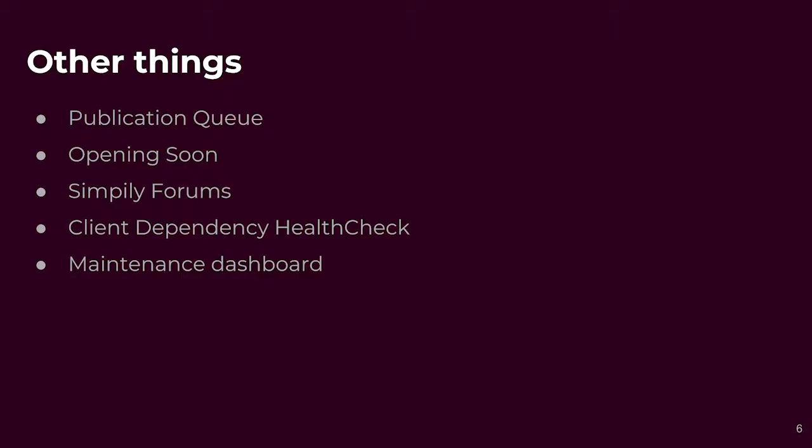So these are the lesser known Kevin Jump packages. Publication queue, where you can queue stuff to be published. Opening Soon is an opening times thing, so you can say if things are open on a Monday. Simply Forums is a great forums package, but don't put it on the internet. It's great for intranets. You put it on the internet, you'll get spammed. Client Dependency Health Check is a little thing that allows you to reset the client dependency. And last week, if you're one of those people with that site where they insist on taking it down for maintenance, there's a little dashboard for you. I'm sorry if you have a client like that, but now you've got a tool. But I'm not going to talk about that today.